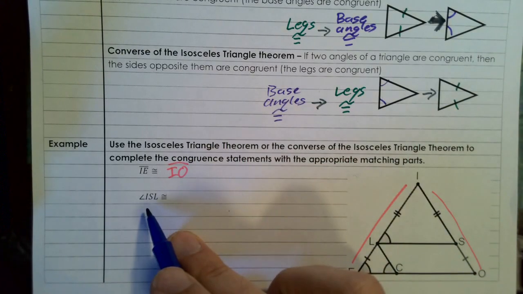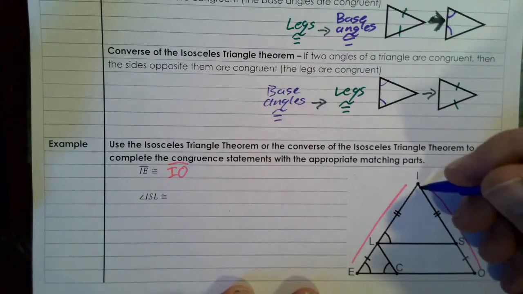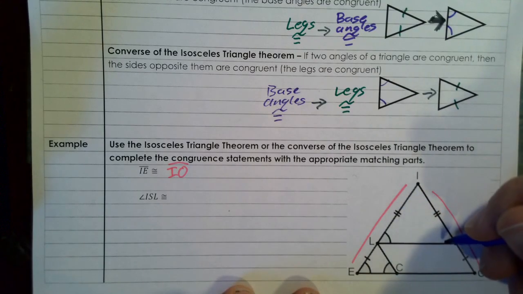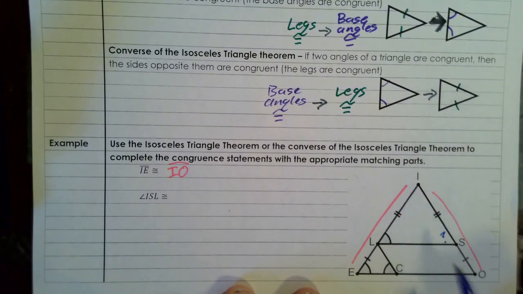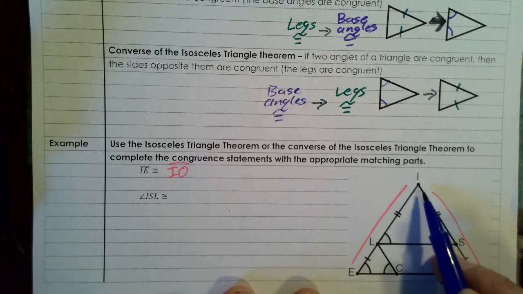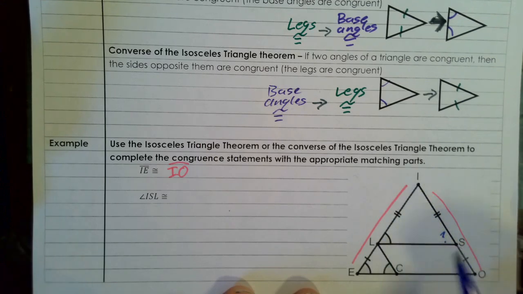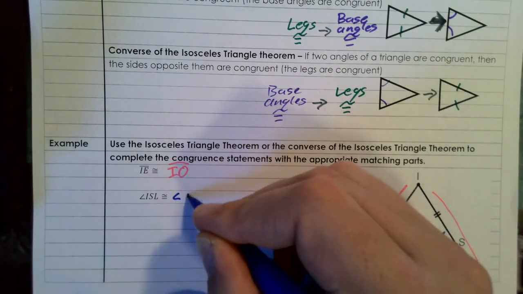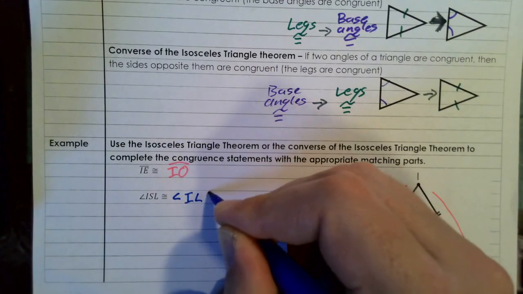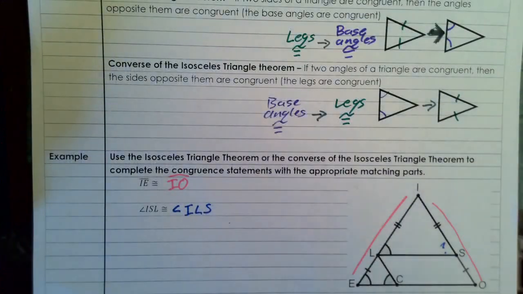If we look at what's going on with ISL, that's this angle right here. This angle has to be congruent to this angle over on the other side. Since these two are congruent, these two have got to be congruent. So this angle over here, we'll call that ILS. Angle ILS. Done.